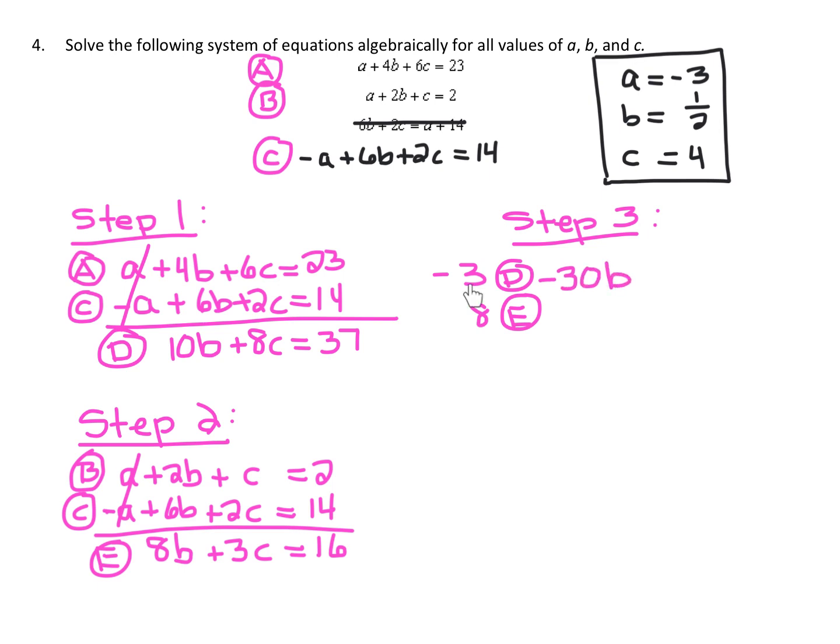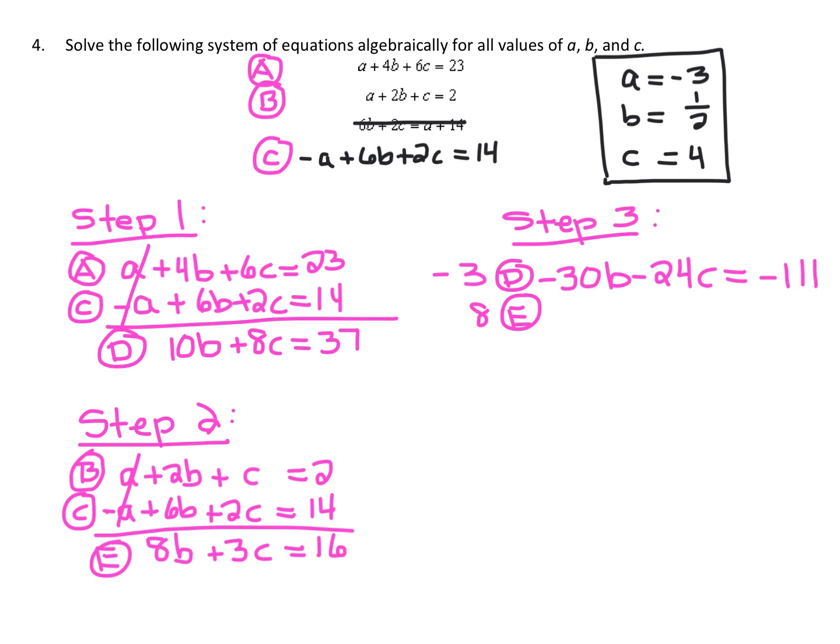And just use your finger to distribute. Negative 3 times 8c is negative 24c. Let me bring down my equals. And negative 3 times positive 37 would be negative 111.